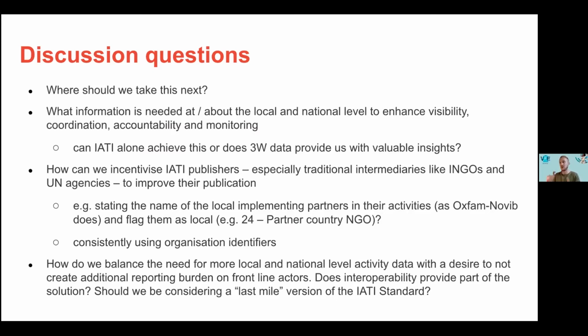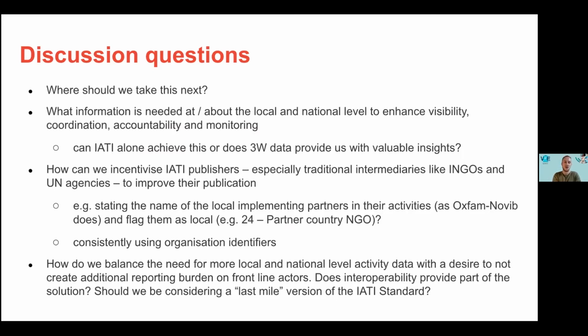And then we have a set of questions around, if we want to collect more information on what local national actors are doing, how do we do this without increasing the reporting burden on frontline actors? And the one question we've added on at the end here is, should we be considering a last mile version of the IATI standard?